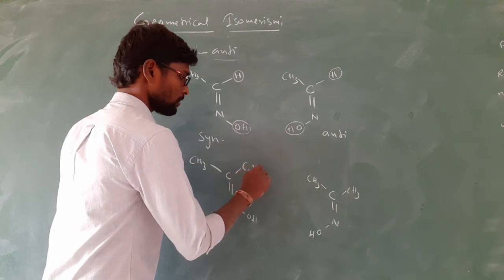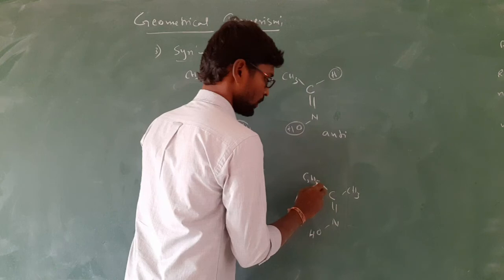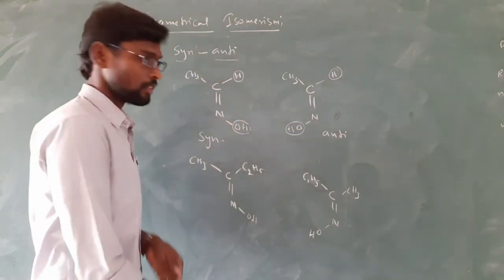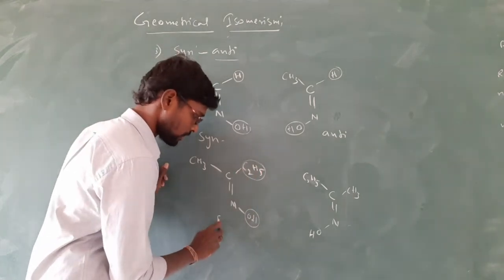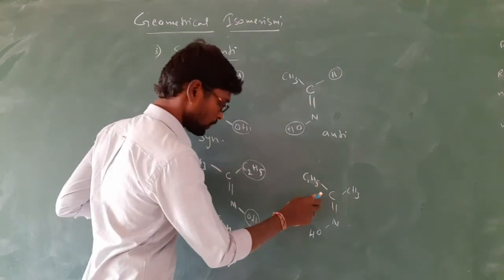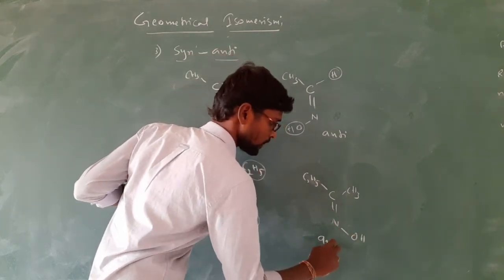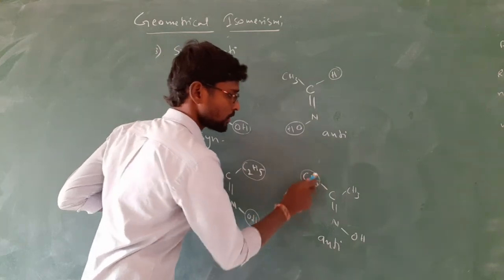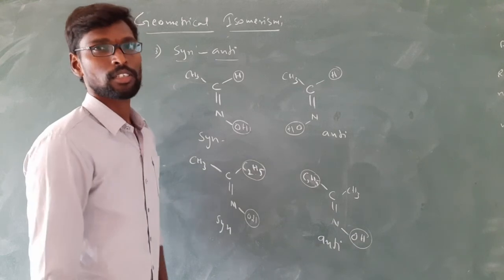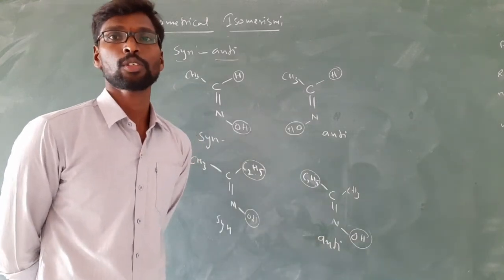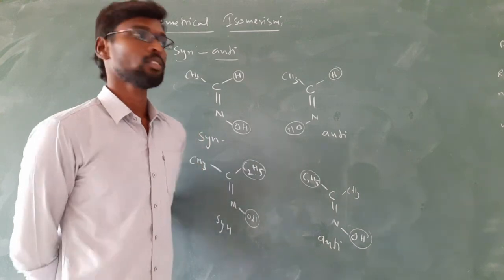That means C2H5 here, and here C2H5, CH3 I am taking. Now if the larger number of carbons and OH are on the same side, this is syn. If the larger number of carbons and OH are on different sides, this is anti. So here this is the anti isomer and here this is the syn isomer. So this is about the syn and anti isomers, which arise only in oximes.